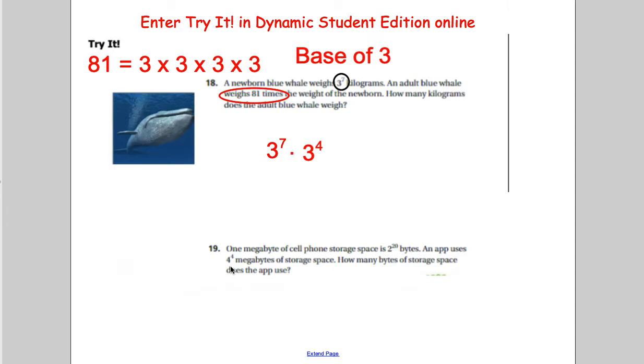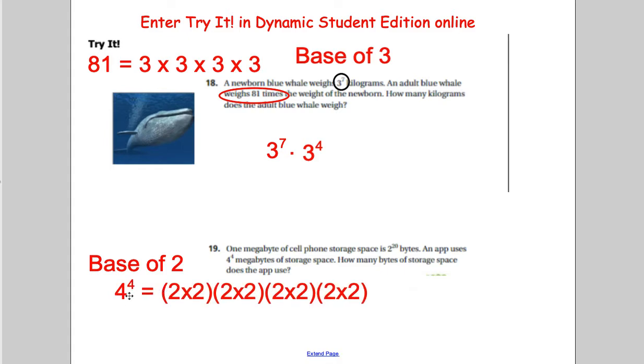We can either change the 2 to a base of 4, or we can change the 4 to a base of 2. I choose to turn the 4 into a base of 2 because I'm dealing with a much smaller exponent. So since we have a base of 2, how do I turn 4 to the 4th into a base of 2? Well, here's what it would look like. You have 4 to the 4th power, and 2 times 2 is 4. So that would be 1, 2, 3, 4. So all I did really was write 2 times 2 four times. That gives me 2 to the 8th power. 1, 2, 3, 4, 5, 6, 7, 8.